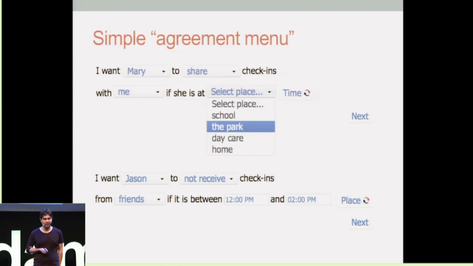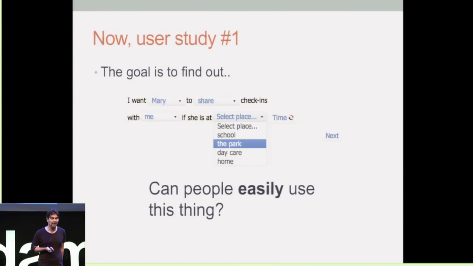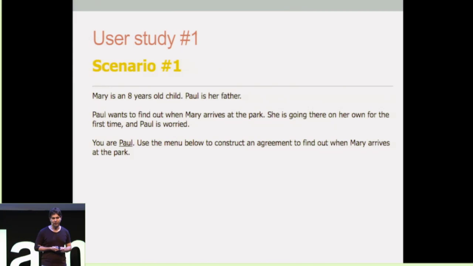So the idea was that the first study's goal is to find out, can people easily use this thing that we've just developed? Well, of course, just because we created it simply, it doesn't mean it's actually simple to everybody. So we did an online study with 400 participants from English-speaking countries, and we gave them family life kind of scenarios, basically things that happen every day in a family that has a child in a primary school.